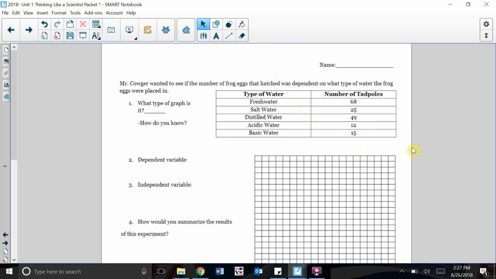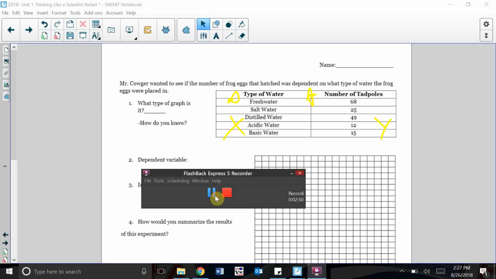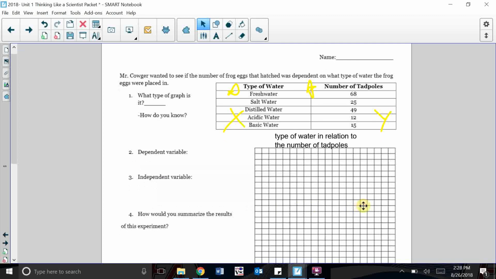If we're looking at a data set that might be here, right, we're looking at the type of water and we're looking at the number of tadpoles. Again, here's going to be what you're measuring. So this is going to be your y-axis, and here's going to be your x-axis. Something that we could do for our title might be type of water in relation to the number of tadpoles. Again, that gives the reader an idea of what the graph is about and will allow them to make their own conclusions.